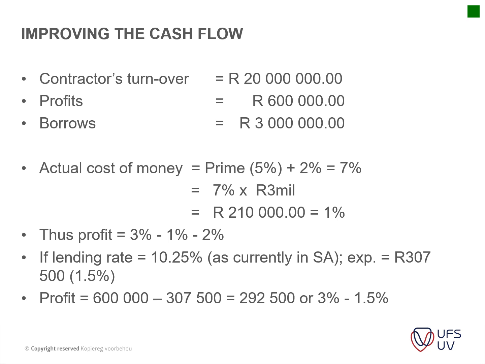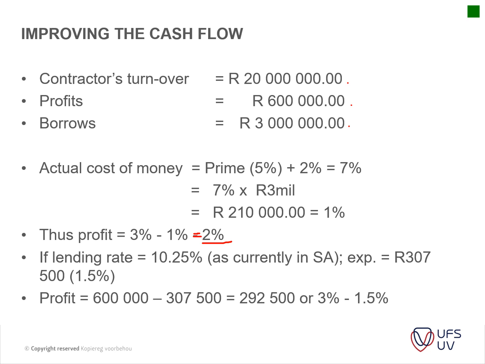Okay guys, this is that slide that had that slight mistake during the workshop where it showed 1.2 here. So this slide is now correct. Basically, a very simple thing that you can see what interest does to your profits: your contractor turnover on a project, for instance, is 20 million. Your profits on a project like that is 600,000 and you had to borrow about 3 million.